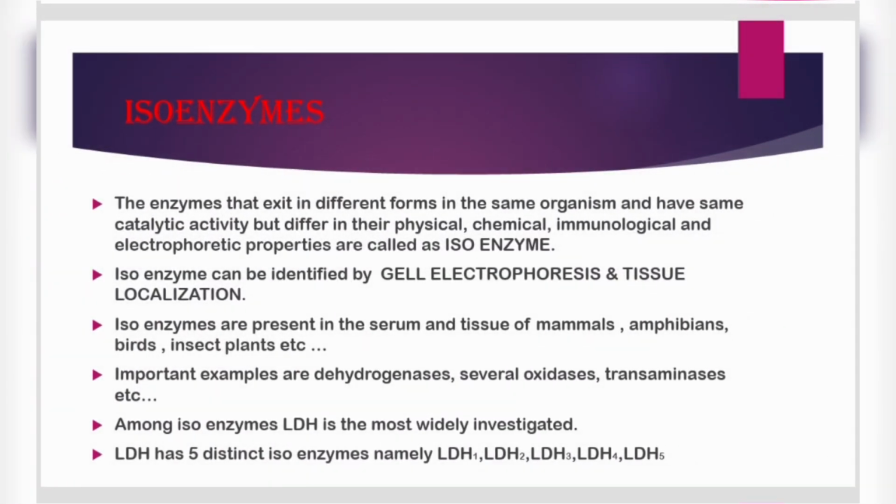Enzymes that exist in different forms in the same organism and have the same catalytic activity but differ in physical, chemical, immunological and electrophoretic properties are called isoenzymes. Isoenzymes can be identified by gel electrophoresis or tissue localization. Isoenzymes are present in the serum and tissue of mammals, amphibians, birds, insects, plants, etc. Important examples are dehydrogenase, several oxidases, transaminase, etc. Among isoenzymes, LDH is the most widely investigated. LDH has 5 distinct isomers, namely LDH1, LDH2, LDH3, LDH4, LDH5.